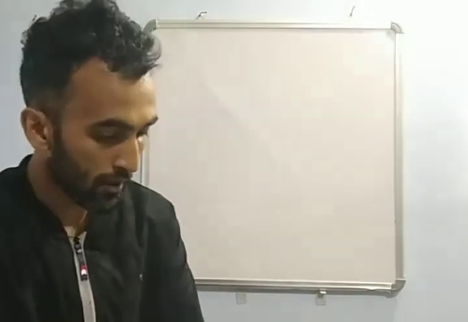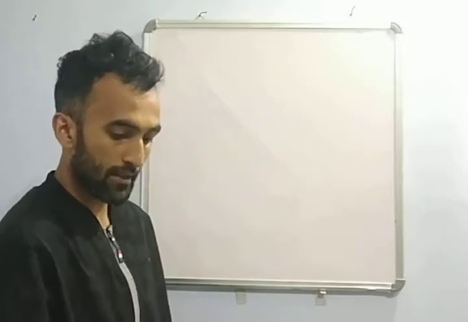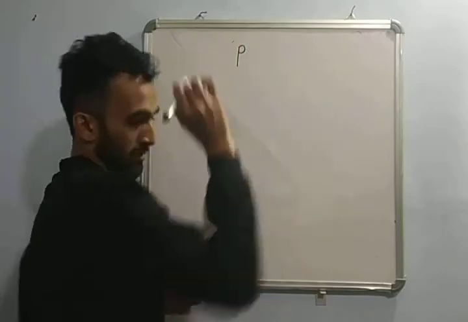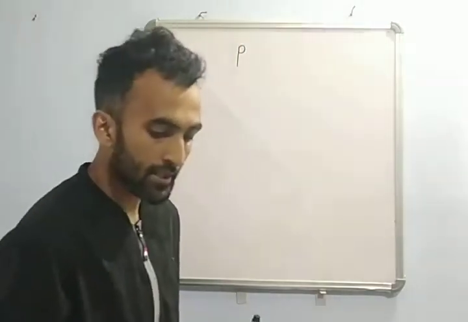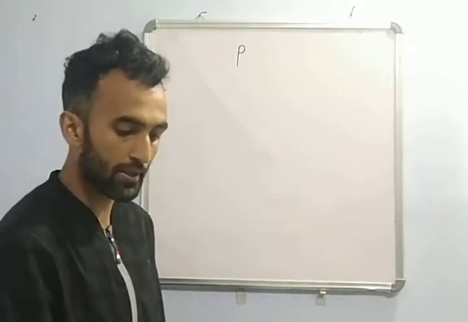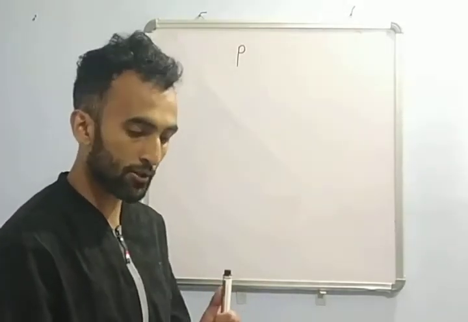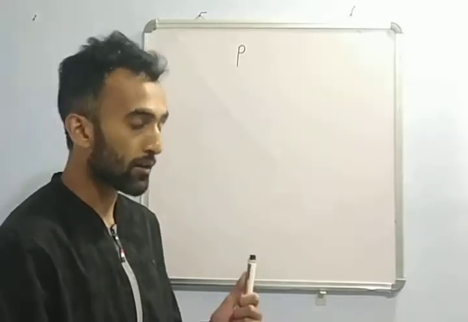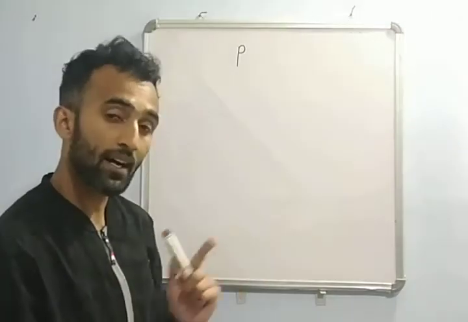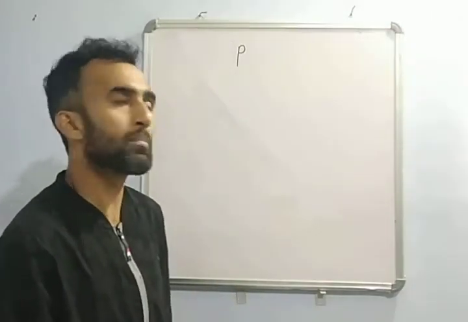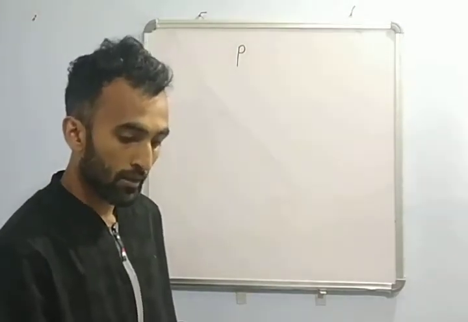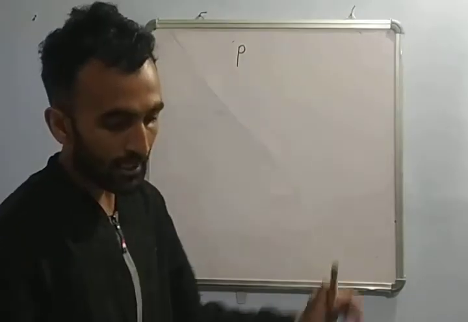Let me just read it out. Find the value of P. We have to find out the value of P for which the given points are collinear. This time we are not asked to prove they are collinear. We are asked to find out the value of P, for which the given points are collinear. What is the value of P so that the given points are collinear?